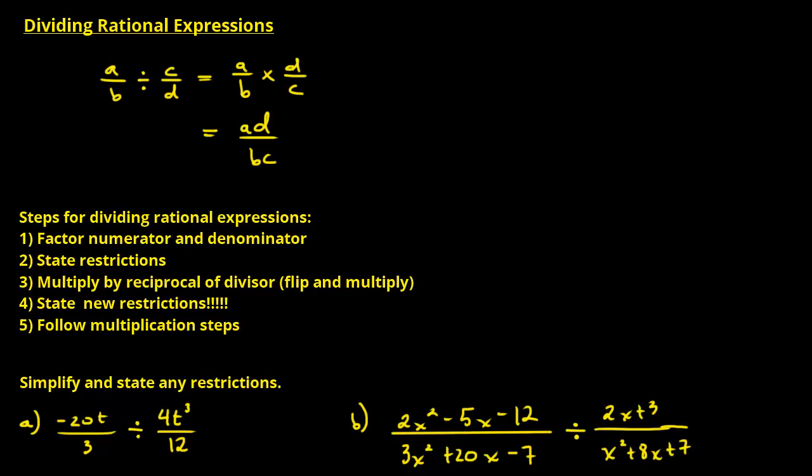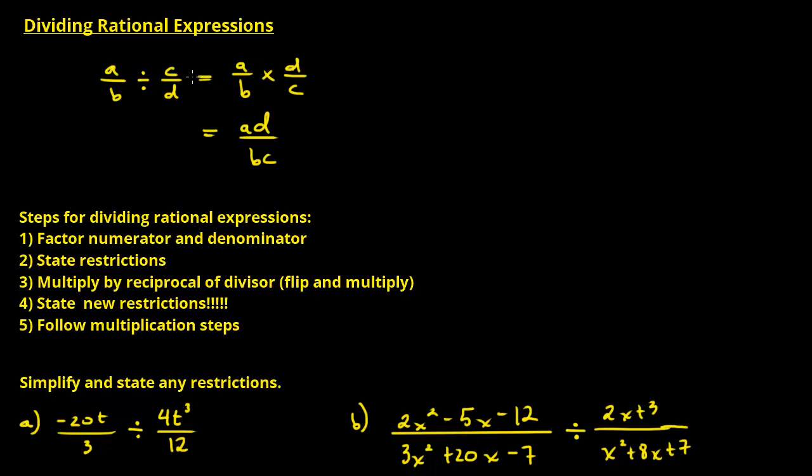Hi everyone, in this video we'll look at dividing rational expressions. So first let's think about the rules for dividing fractions. If I have a over b divided by c over d, division by a fraction is the same thing as multiplication by its reciprocal. So a over b divided by c over d is equal to a over b times d over c.